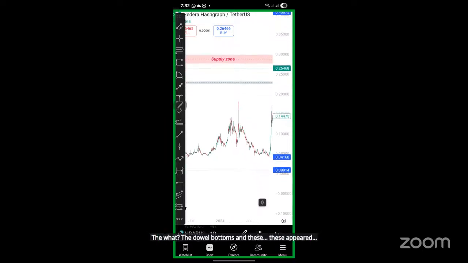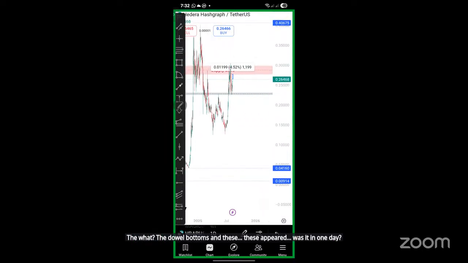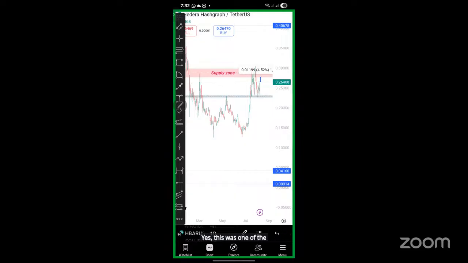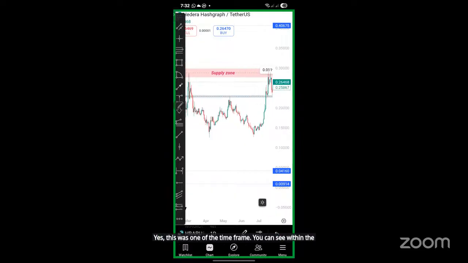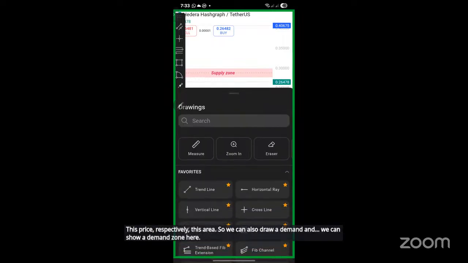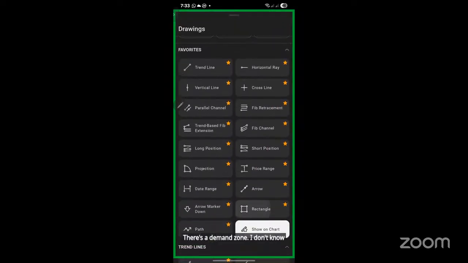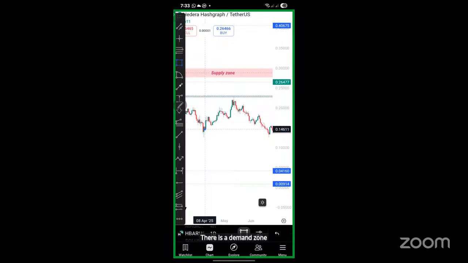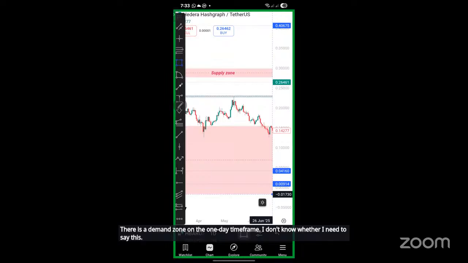Was it in one day? Yes, this was the 1 day time frame. You can see within the 1 day time frame that price respected this area. So we can also draw a demand zone here. I don't know whether you have seen it, but there is a demand zone on the 1 day time frame.